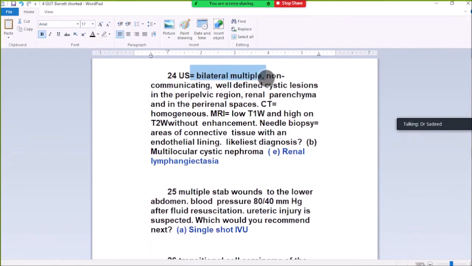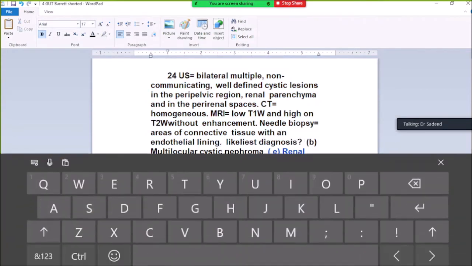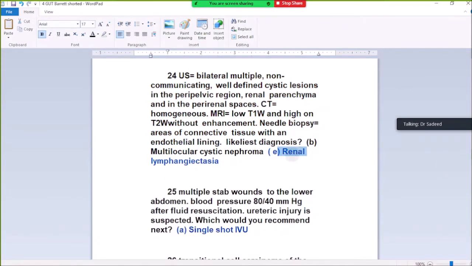Question 24. Ultrasound shows bilateral multiple non-communicating well-defined cystic lesions in the peripelvic region, renal parenchyma, and perinephric spaces. On CT, the lesions are homogeneous, low on T1 and high on T2 without enhancement. Needle biopsy shows an area of connective tissue with an epithelial margin. The most likely diagnosis is renal lymphangiectasia.